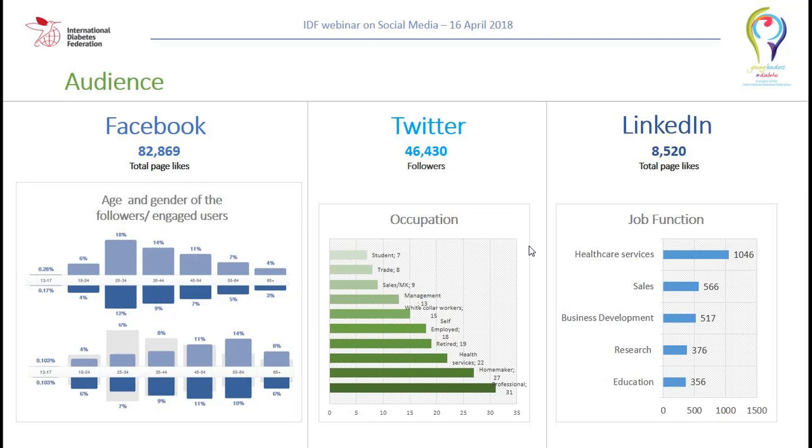And then we have LinkedIn. As you can see with the graph we show, on LinkedIn we reach more people who are concerned about research and pharmaceutical companies.